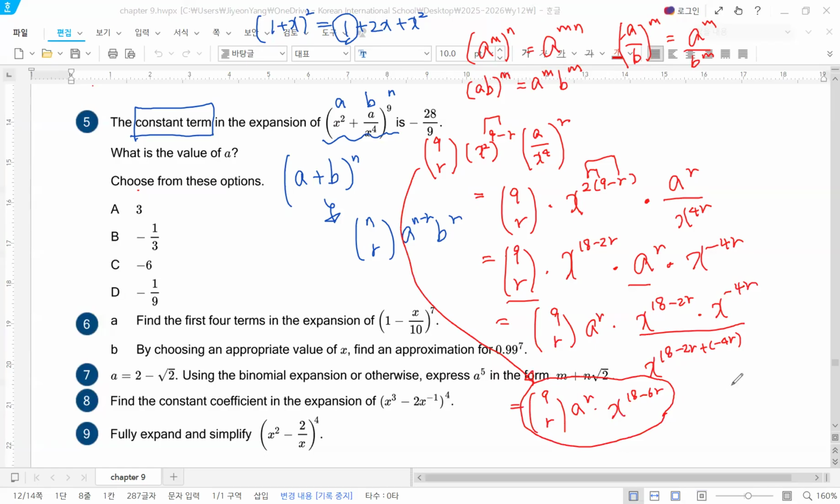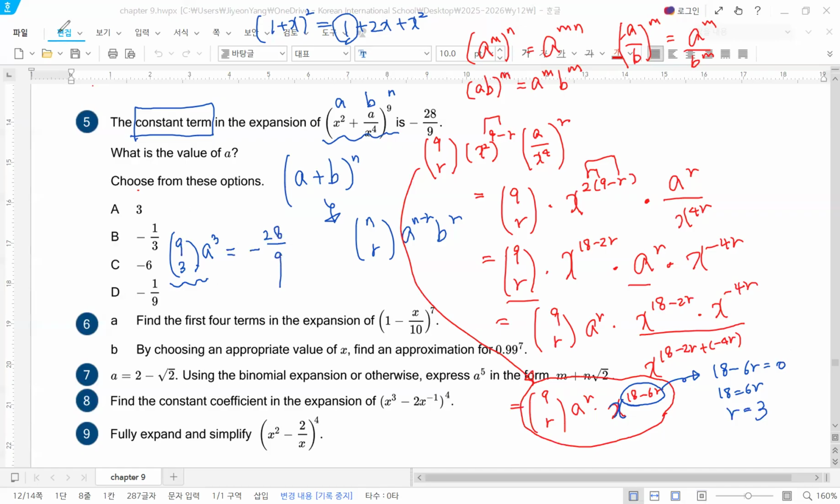So anyway, to find the constant term, it means that there is no letter part. So this power should be 0. So 18 minus 6r equals 0. 18 equals 6r, therefore r has a value of 3. So let's rewrite this one: 9 choose 3, a to the power of 3. That is the only constant term because x to the power of 0 becomes 1. And it is given as negative 28 over 9.